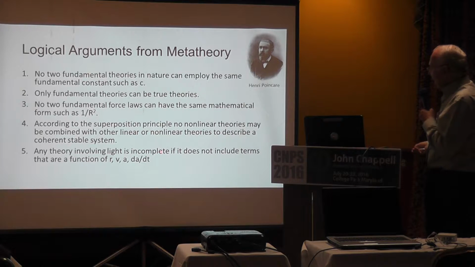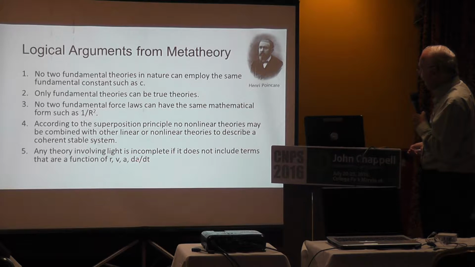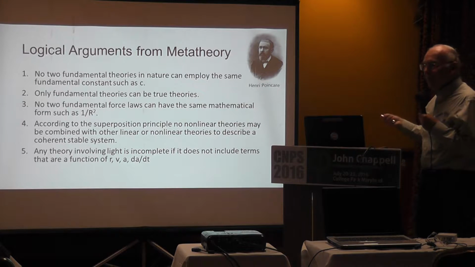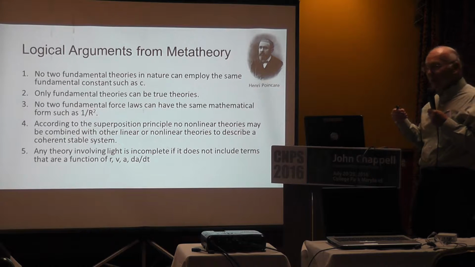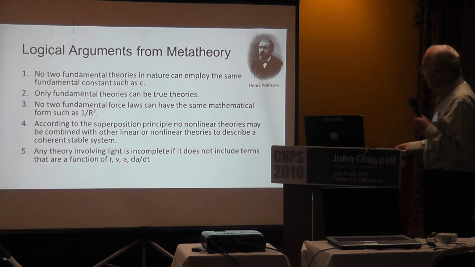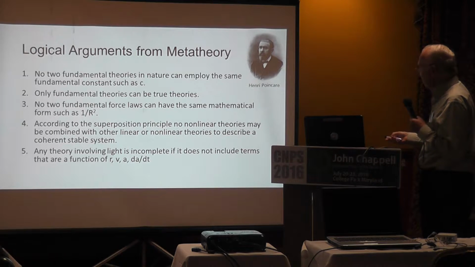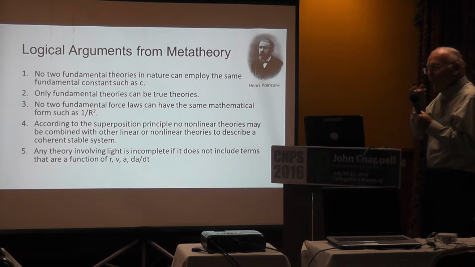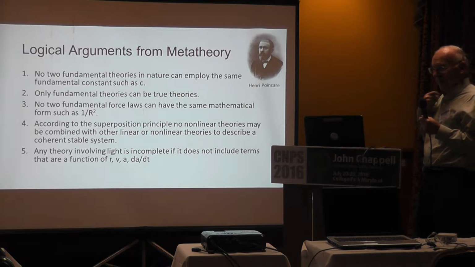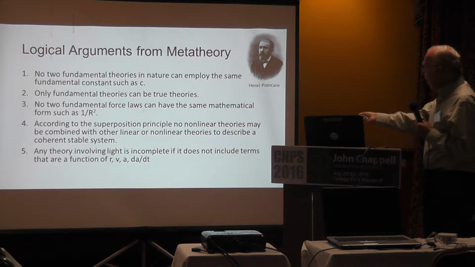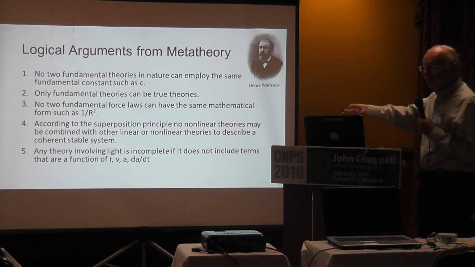Any theory involving light is incomplete if it does not include terms that are a function of r, v, a (acceleration), and dA/dt. A is needed because all matter is constantly absorbing and re-emitting light. All matter, everywhere in the universe. And everything in the universe is accelerating. There's nothing that isn't accelerating at any distance from us. We've never found anything that's not accelerating. And dA/dt is a recoil from emitting or absorbing radiation. Like if I shoot a gun, my shoulder feels the recoil, you know. And so all theories involving light, or c, must include these terms.